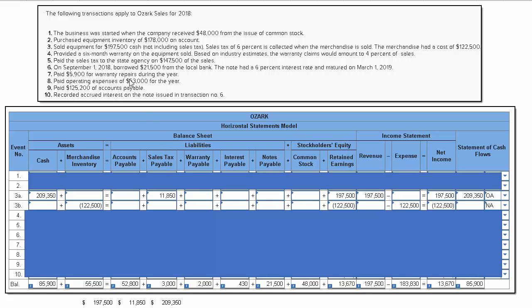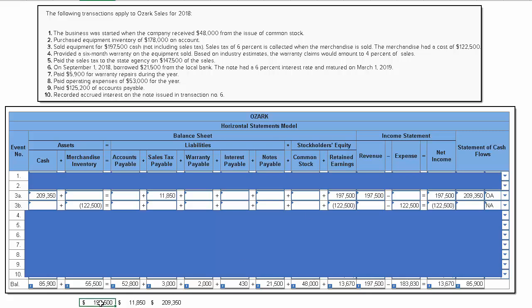All right, well, the easiest thing to do, I think, is to record the sales first. We had revenues of $197,500, so that would increase revenues. Now, by now you know that the income statement flows to stockholders' equity in a corporation. It increases retained earnings. So retained earnings would also be increased by $197,500. But we also need to know about the sales tax payable and the cash.